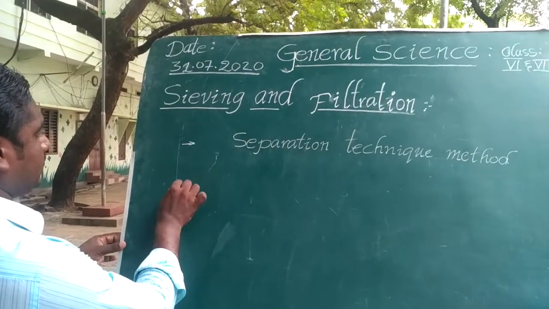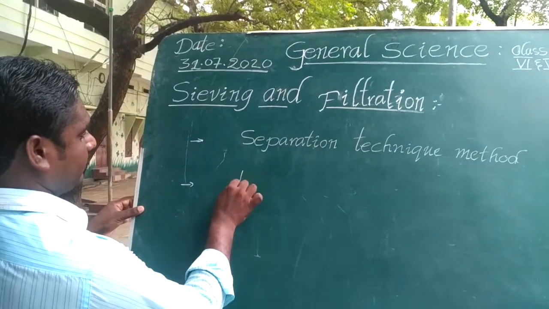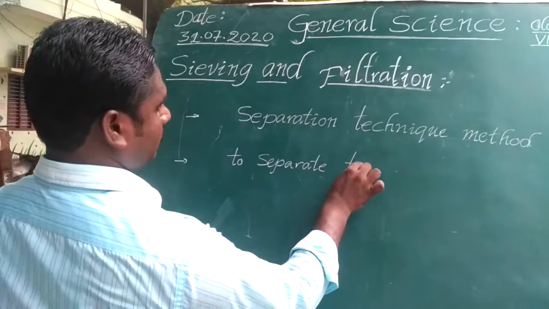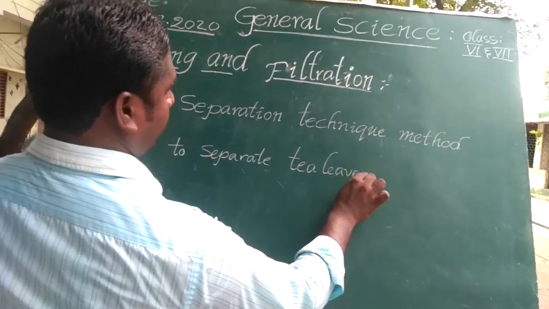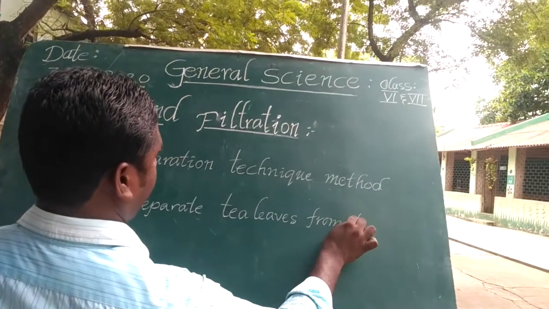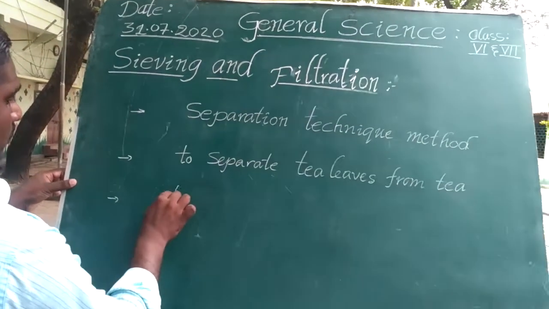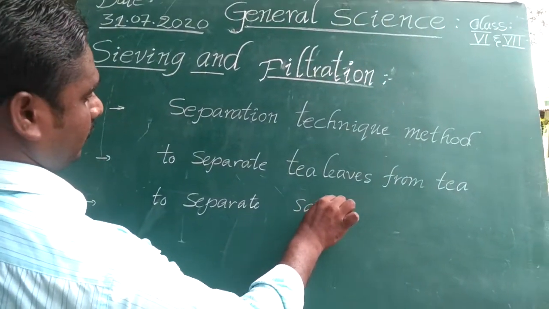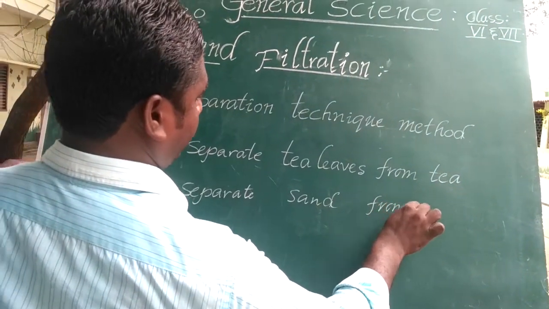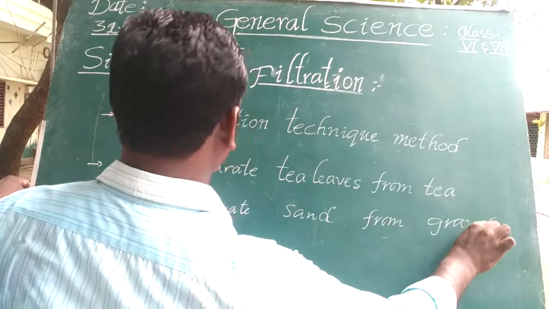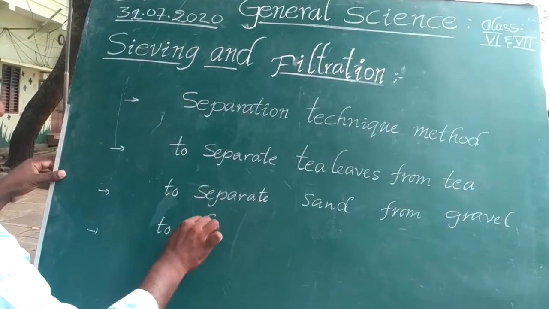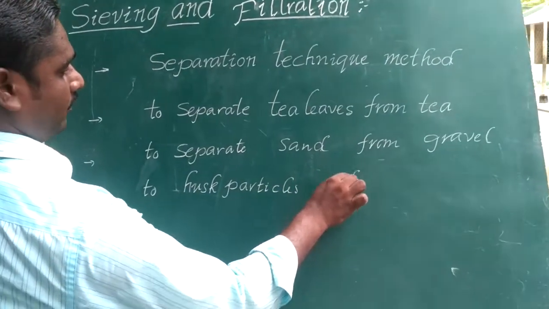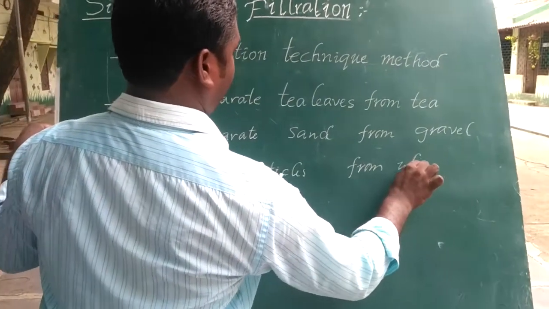The method of sieving is used to separate tea leaves from tea, and to separate sand from gravel, and to separate husk particles from wheat flour.